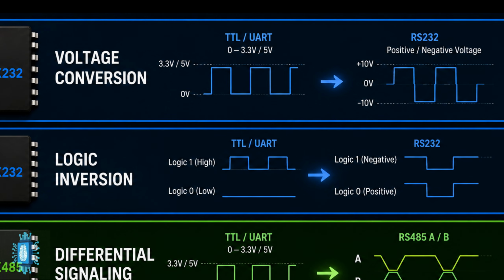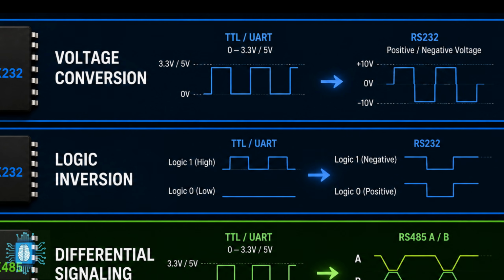The MAX232 has 2 primary functions. First, it converts the UART logic voltage levels, typically 3.3 or 5 volts, into the positive and negative voltage levels required by the RS232 standard.